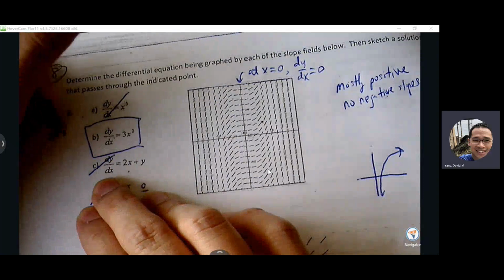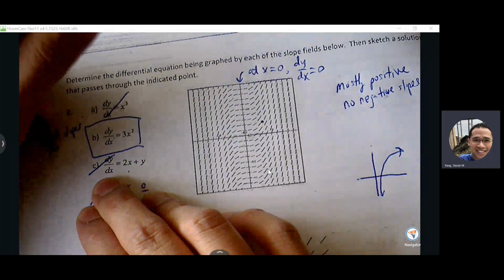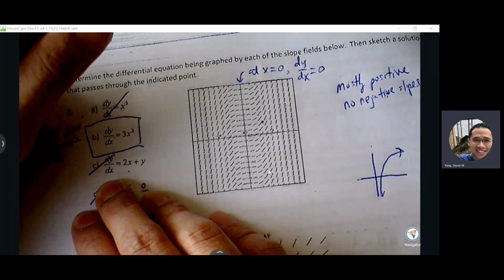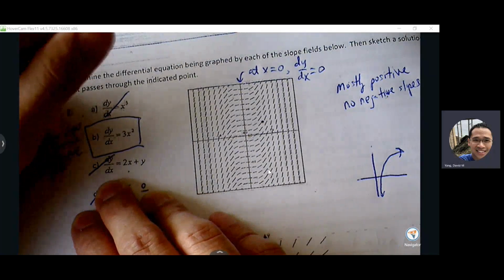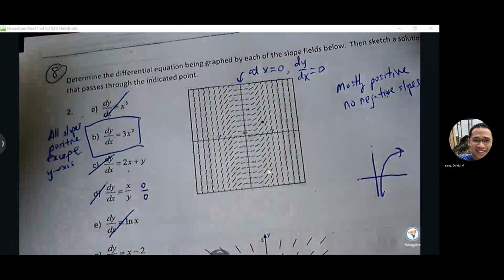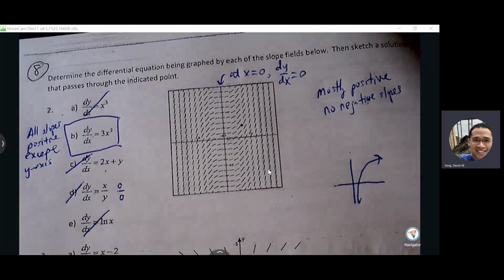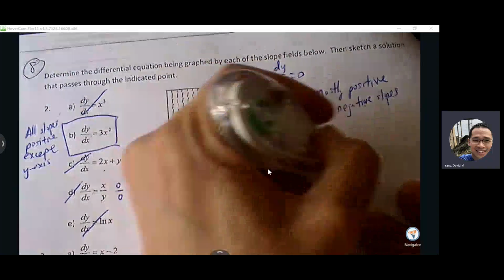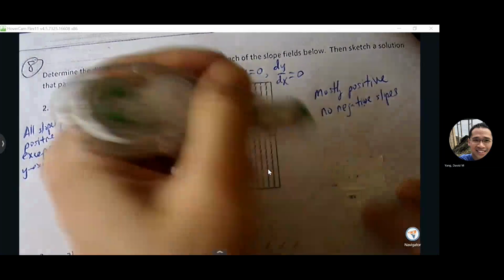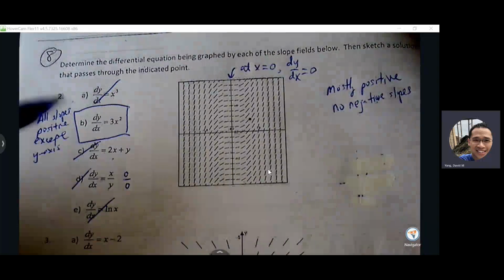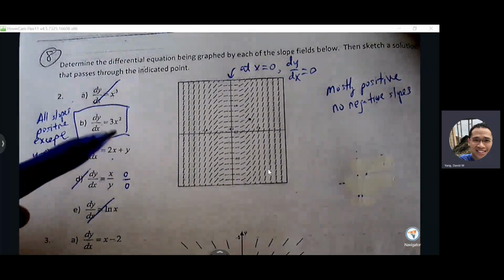So all slopes positive except the y-axis. Now, there's something else that I want us to be able to do here. Let me erase this, I don't need this. So that's one way to look at a differential equation or slope field.